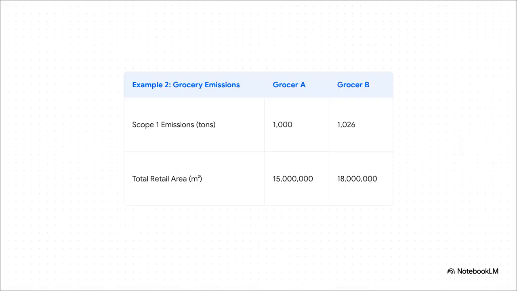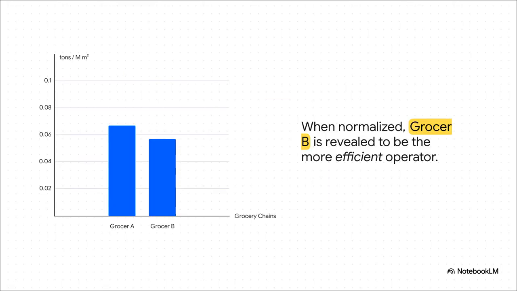All right, let's look at a peer comparison. We've got 2 grocery chains. At first glance, Grocer B has slightly higher emissions from its refrigerants. But look at the size of their operations. Grocer B is way bigger, with 18 million square meters of retail space compared to Grocer A's 15 million. So who's actually more efficient? When we normalize those emissions by their retail area, the whole picture flips.